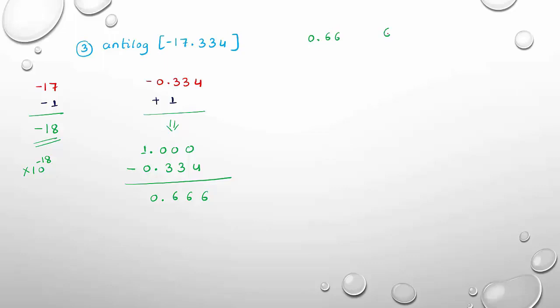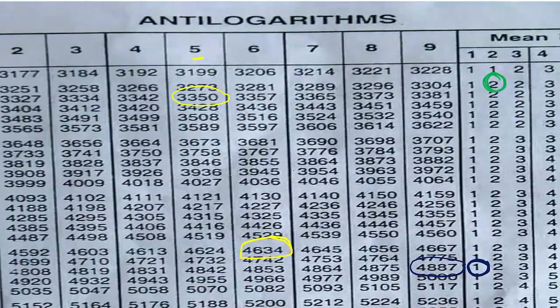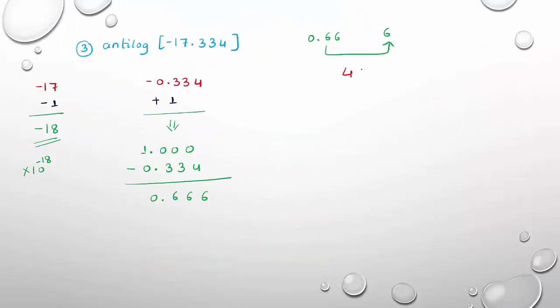0.66 we can observe in the difference at 6. Observe with the help of log table now. 0.66 at 6. Here is the 0.66 in the main column, and 6 is in the difference column. So we got this number 4634. What is the number? 4634 at 6. Now we can write this number here, 4634.